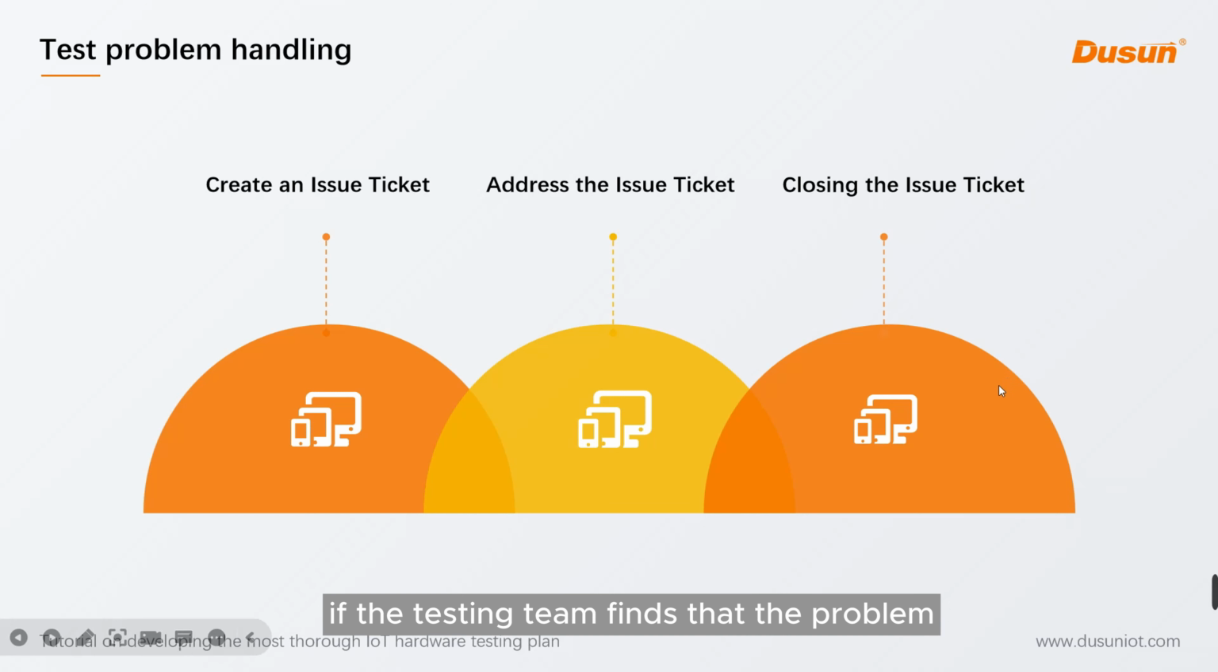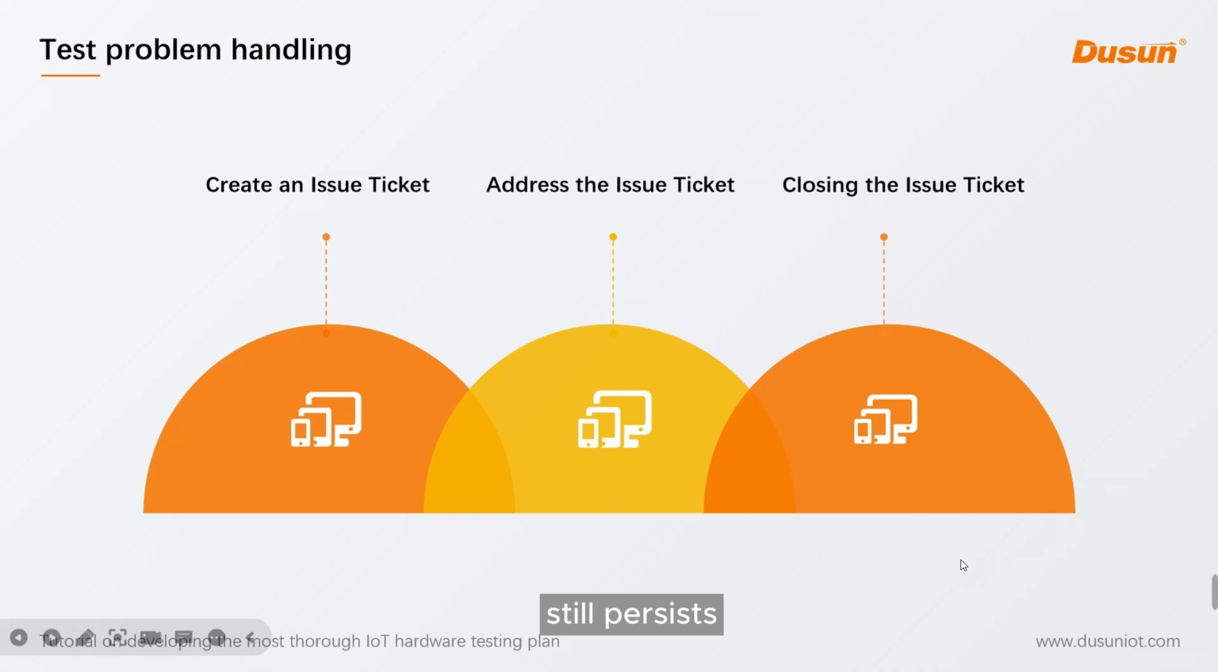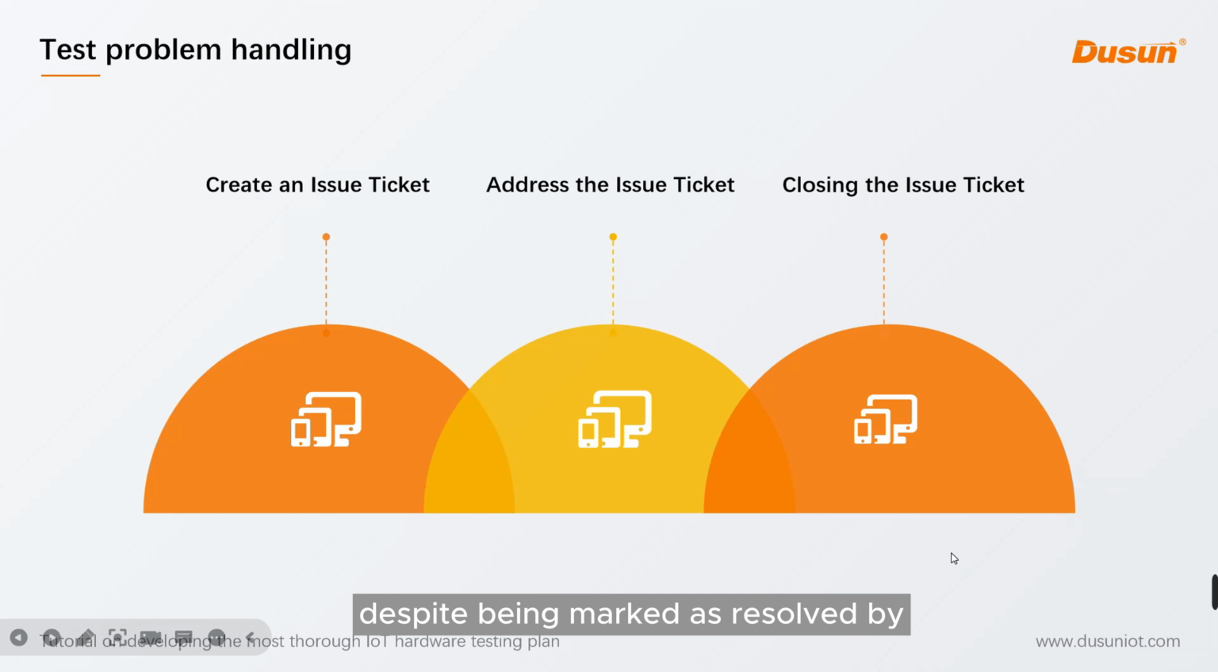If the testing team finds that the problem still persists despite being marked as resolved by the development team, it indicates a lapse in the developer's responsibility. In such cases, the bug should be reopened, and a record should be made to highlight the ongoing issue. It's important to note that even after an issue has been verified, it can reappear due to various reasons.